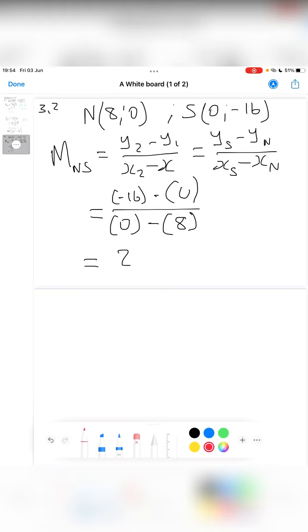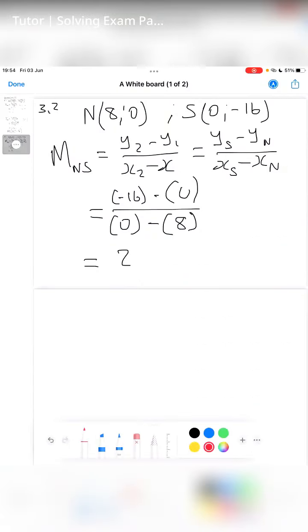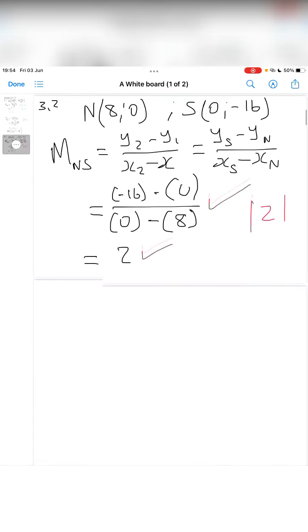Let's see where I am going to give you some marks. For you to substitute N and Q, or Q and S, into the gradient formula, I'm going to give you a mark. So there I'm going to give you a mark, ladies and gentlemen. And again, for the correct final answer, I'm going to give you a mark. So this is exactly how you score yourself 2 marks. I hope that was a straightforward question and everyone is happy there.